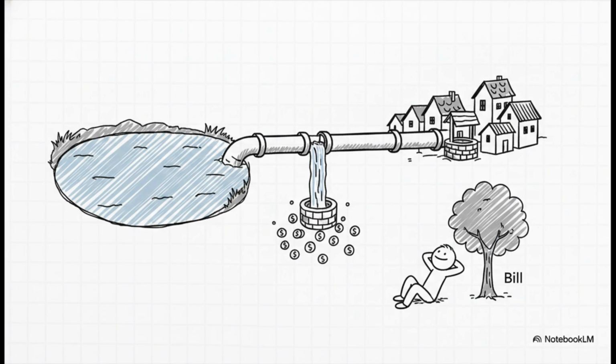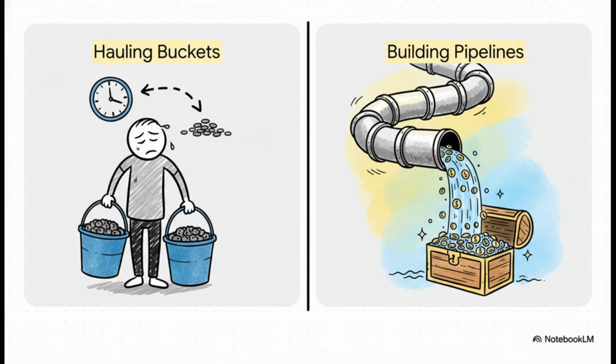But then there's a second guy, Bill. Bill kind of disappears for a while. Instead of grabbing buckets, he's writing a business plan, he's getting investors, and he spends a year building this massive pipeline from the lake all the way to the village. And once that thing is built, water flows 24/7, and so does the money, whether Bill is there working or not.